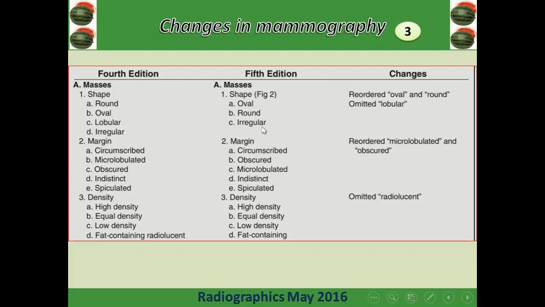There is minimal change in the shape. They just changed oval and round, and they omitted the lobular type. In the margins, they reordered the obscured and microlobulated margins; they made the obscured margin first and then the microlobulated pattern. And here they omitted radiolucent, and it is now fat containing lesions.